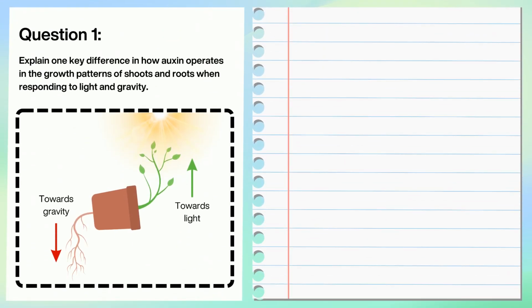Let's work through a question to consolidate our knowledge on how plants use hormones to respond to stimuli such as light and gravity. Explain one key difference in how auxin operates in the growth patterns of shoots and roots when responding to light and gravity. Pause here to try the question yourself. Now let's go through it.